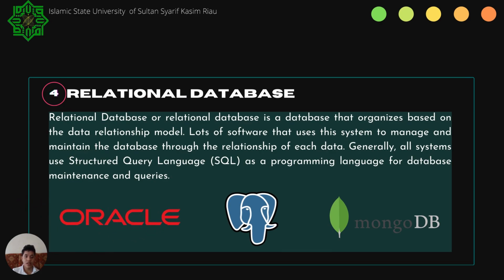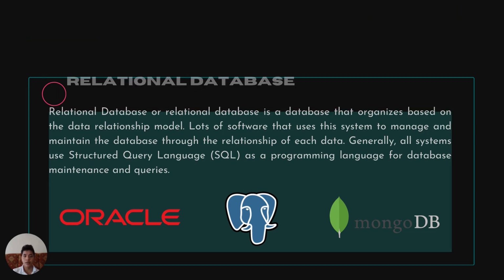And the fourth is a relational database. A relational database is a database that is organized based on the data relationship model. Lots of software use this system to manage and maintain the database through the relationship of each data. Generally, all systems use structured query language as a programming language for database maintenance and queries. Examples are Oracle and MongoDB.